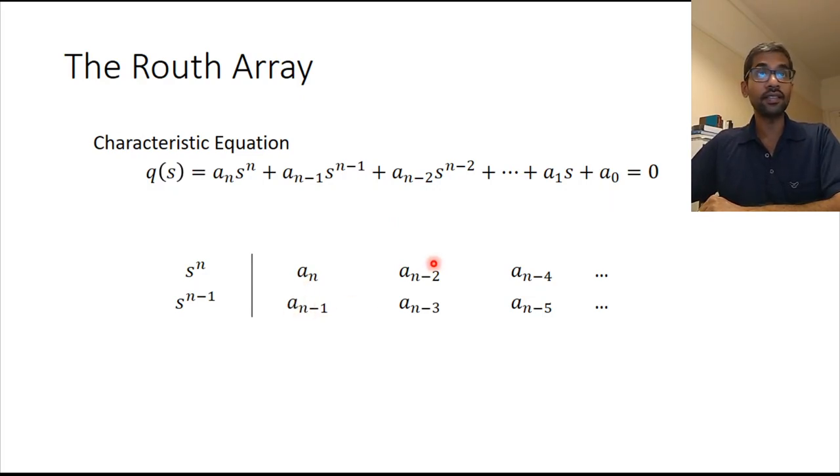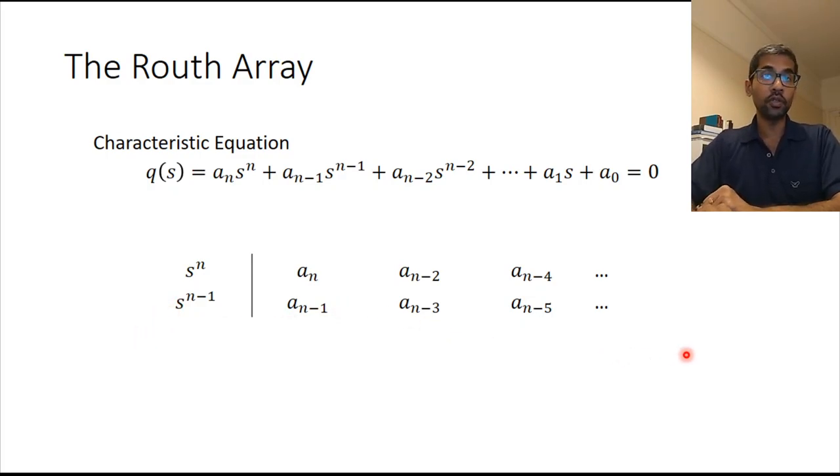Now in some cases it is possible that there is no s to the power n minus 1 term in the characteristic equation. If that is the case, then an minus 1 is equal to 0, so you will put 0 at this place. Okay. So once we have done this, now we want to evaluate the next row of the Routh array.